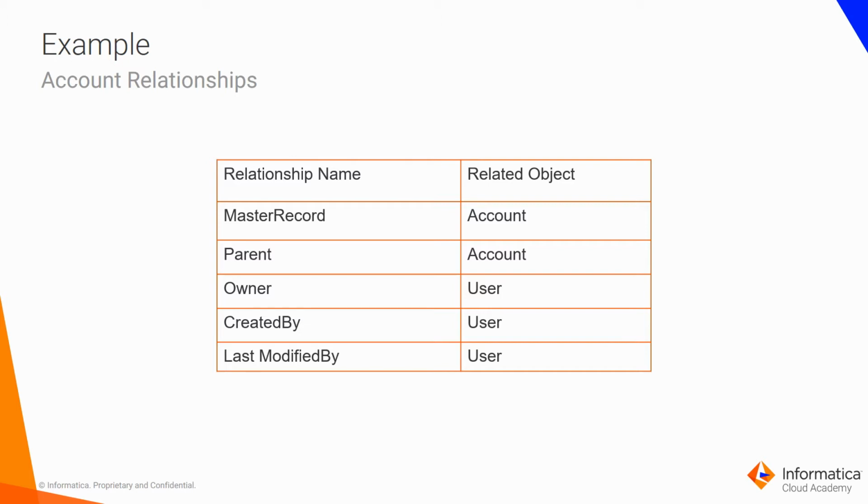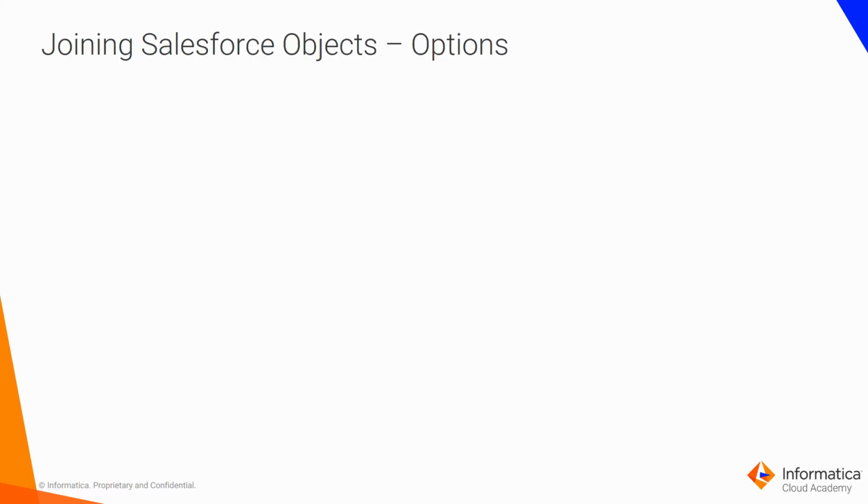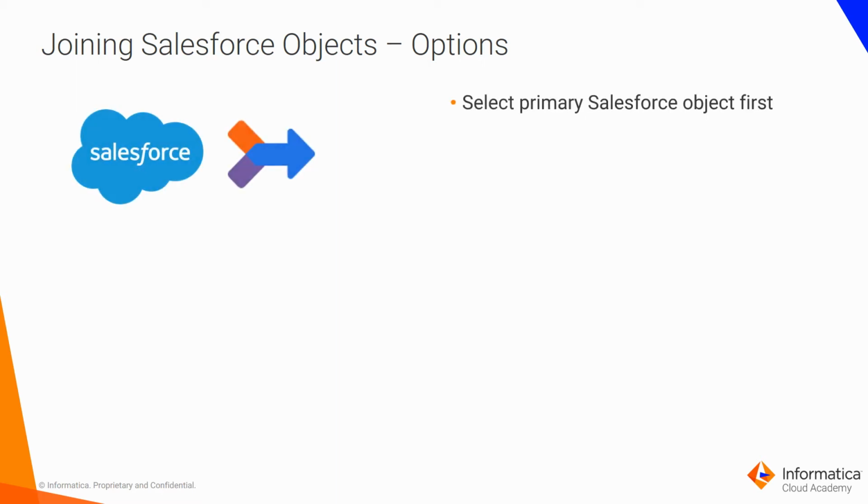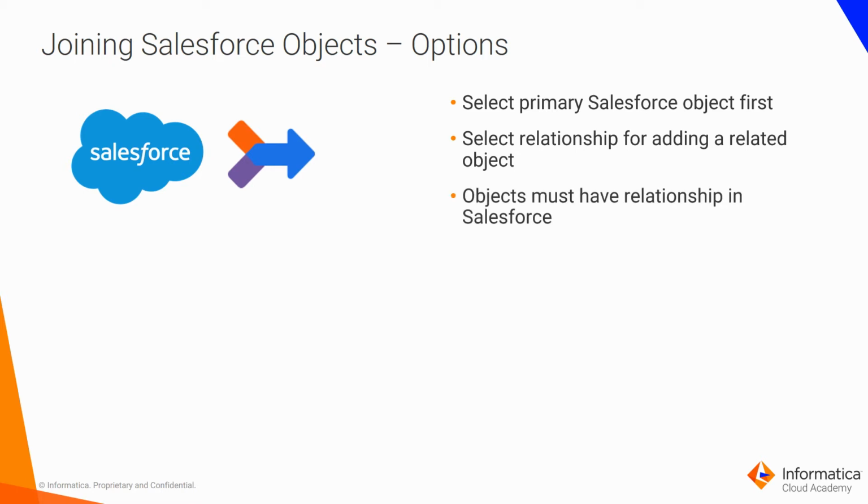It could be the user who is the owner of the record, the user who created the record, or the last user to modify the record. When you select one of these relationships, you will be able to access data from the related object in the field mapping. So as I said previously, you will select the primary Salesforce object first, and then choose the relationship for adding the related objects. Again, keep in mind that you are going to be bound to whatever predefined relationships exist in the Salesforce object.